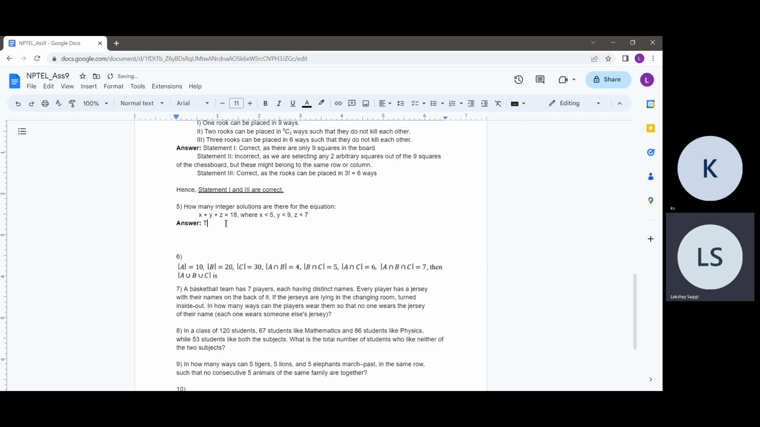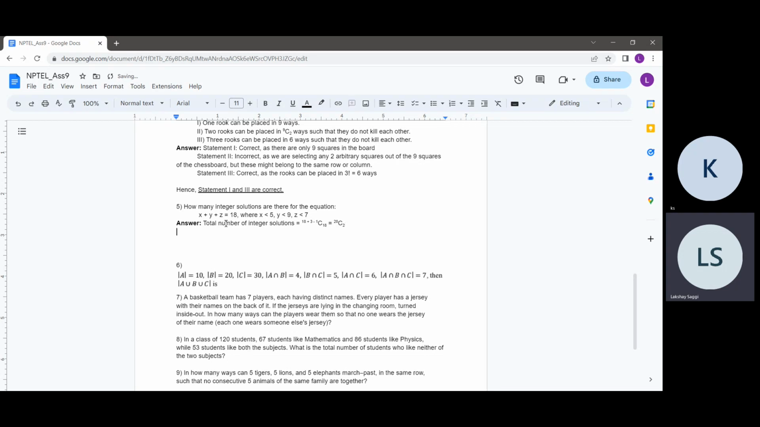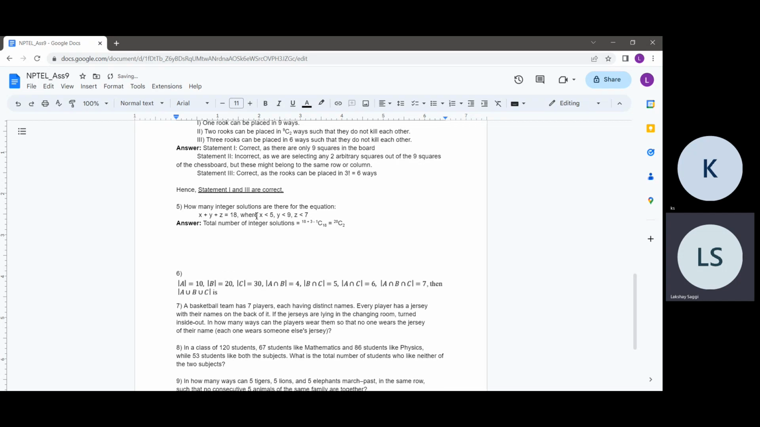So first of all, what's the total number of solutions? It's 18 plus 3 minus 1, C18, which is nothing but 20C2 or 20C18, whatever you can write. But we need to find the integer solutions where x is less than 5, y is less than 9, and z is less than 7.